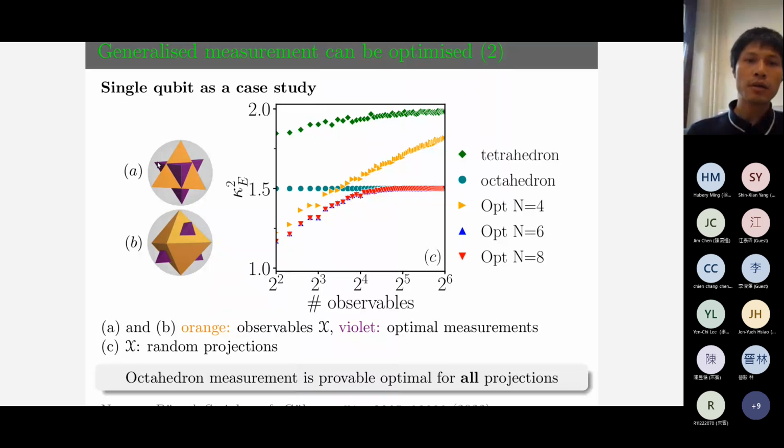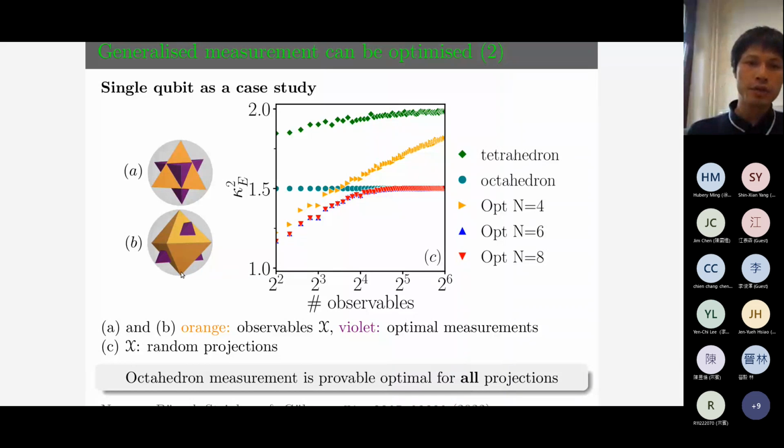It finds that the optimal one is actually also a tetrahedron measurement, not exactly the orange one, but the orange one inverted, like that. So it's inverted. This is violet here, inverted through the center. This is quite an interesting structure.